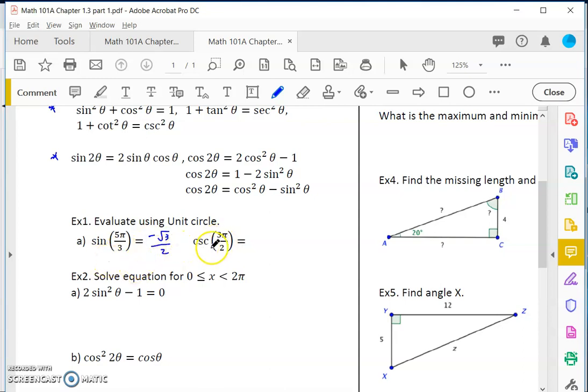What about cosecant 3 pi over 2? Well, cosecant is not on the unit circle, so we have to relate it back to the sine and cosine. So it's the reciprocal of sine 3 pi over 2. So where's 3 pi over 2 on a unit circle? Maybe I'll draw it here. 3 pi over 2 is here. So what is the x and y coordinate? This is 0, negative 1, right? 0, negative 1. So sine 3 pi over 2 is the y coordinate. So it's 1 over negative 1, which is still negative 1. So that's how you do it.